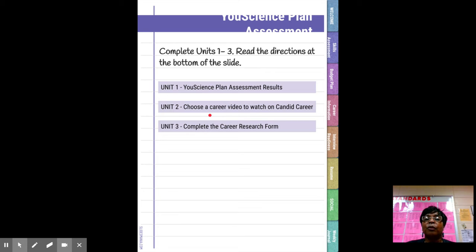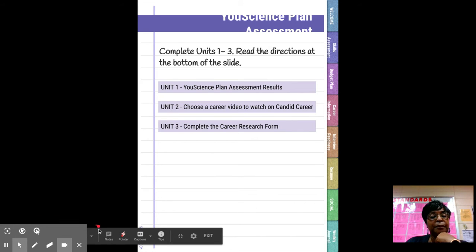Unit 2, the career choice that you've chosen. Watch a video on Candid Career, whatever video choice that is for your career that you chose, and make sure that you put a hyperlink for that video. And complete the career research form. So let's go through those now.